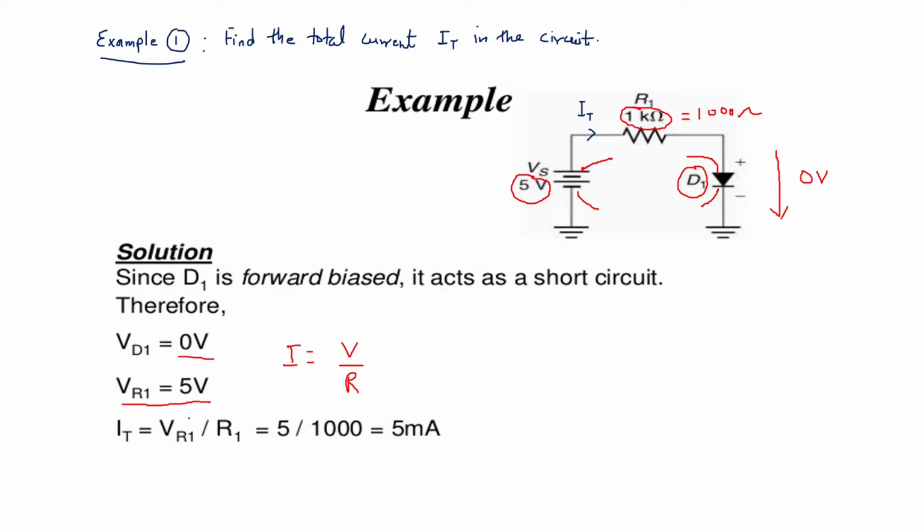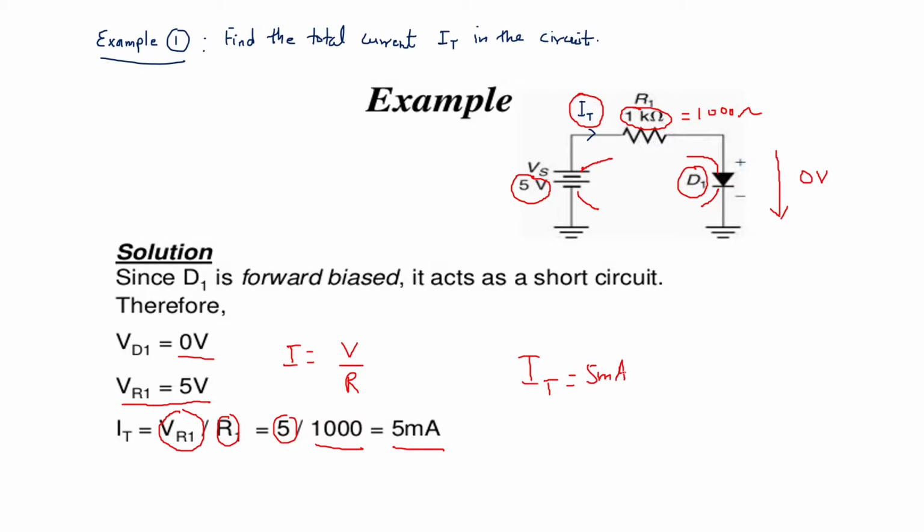If you are not considering the practical cut-in voltage of D1, which is called the potential barrier, then if that voltage is 0, you can take the voltage across R1 as 5 volt only. Voltage will be 5 volt and resistance is 1 kilo ohm, that is 1000 ohms. So it is 5 volt upon 1000 ohms, which will give you 5 milliampere. Therefore, the current which is flowing through the circuit, that is this current IT, will be equal to 5 milliamperes.